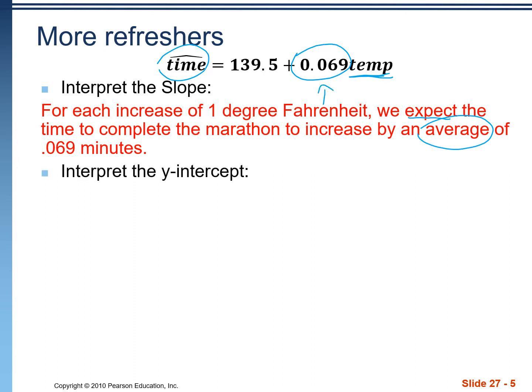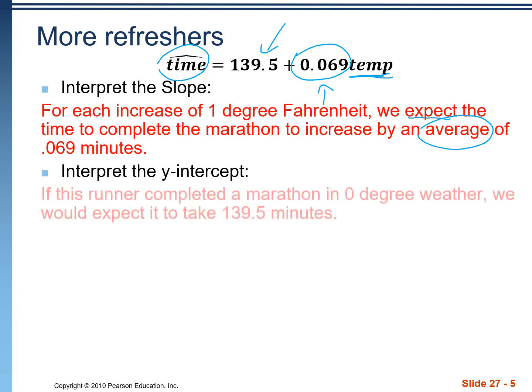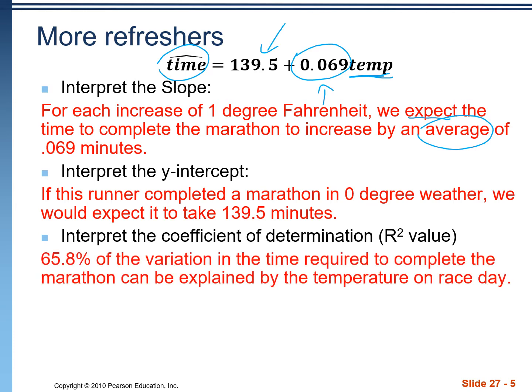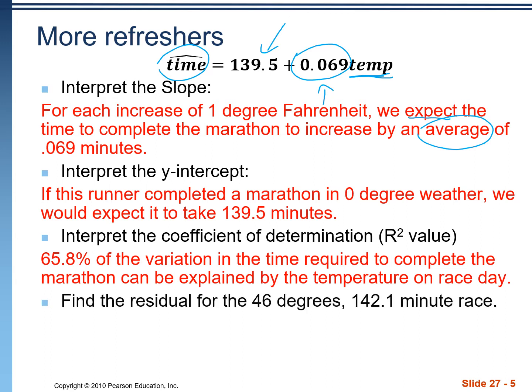Interpret the y-intercept, that's our 139.5. If this runner completed a marathon in 0 degree weather, we would expect it to take 139.5 minutes. Coefficient of determination, this is the R squared value. So if we square 0.811, we get 65.8. 65.8% of the variation in the time required to complete the marathon can be explained by the temperature on race day.